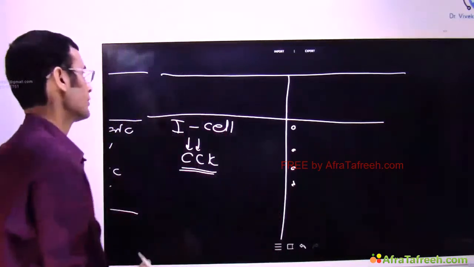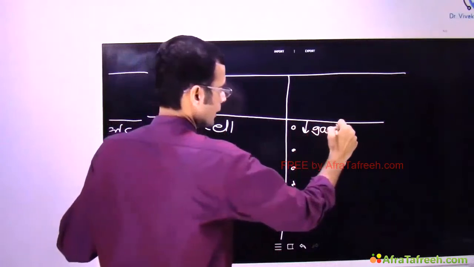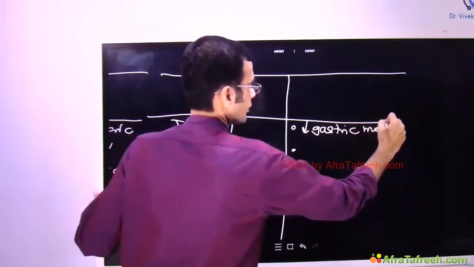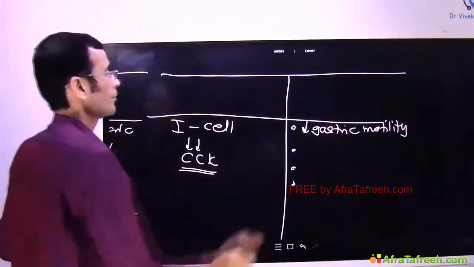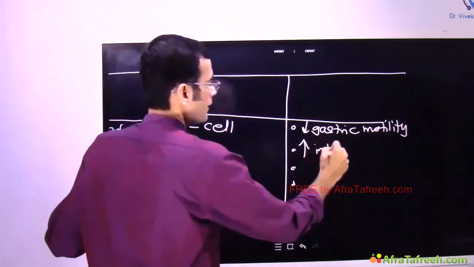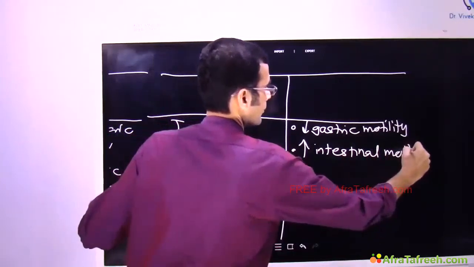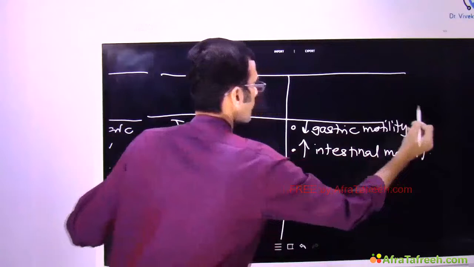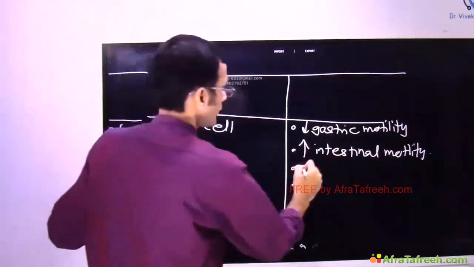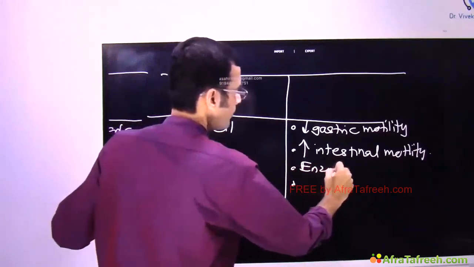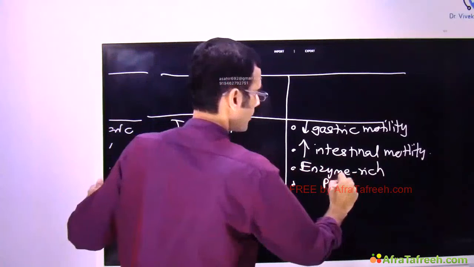First, it decreases the gastric motility, so that further gastric emptying will be prevented. Second, it increases the intestinal motility. That's another action of CCK. Now next two actions are important. It causes enzyme rich pancreatic juice to be secreted from the pancreas.